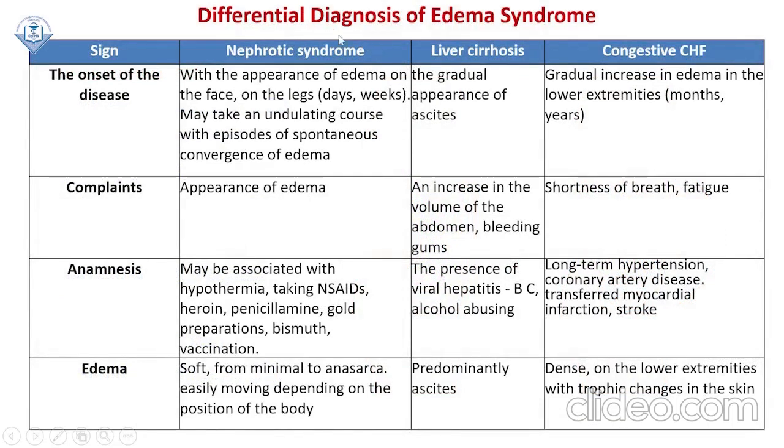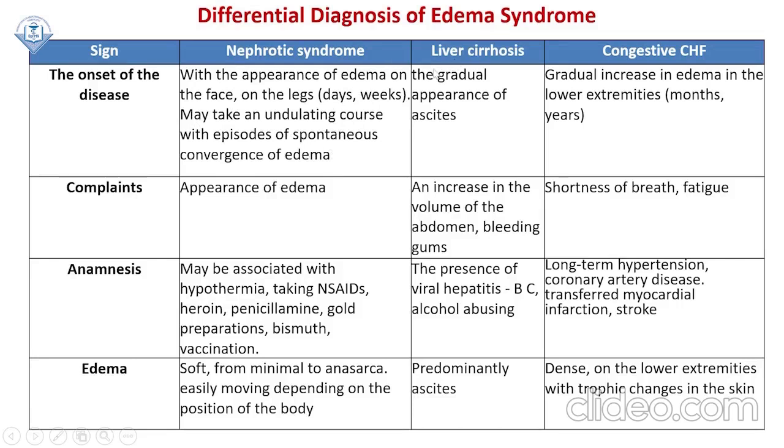And now have a look at the table of differential diagnosis in edema syndrome. We will compare nephrotic syndrome, liver cirrhosis and congestive heart failure. The onset of nephrotic syndrome is as follows. Edema appears on the face first, if you remember, puffy eyelids are typical. Then it appears in the legs, maybe after some days or weeks. It may take an undulating course with episodes of spontaneous convergence of edema.